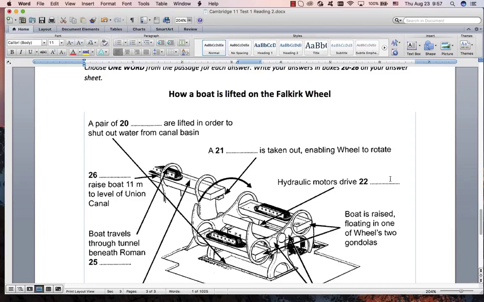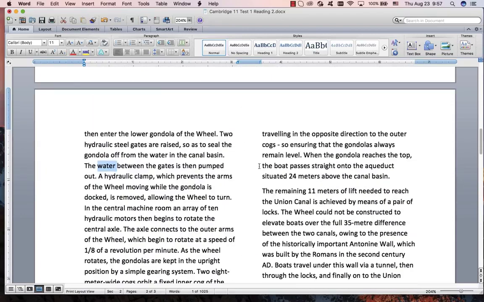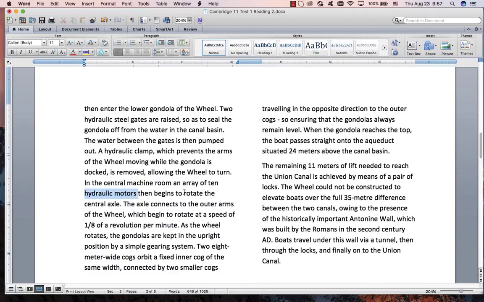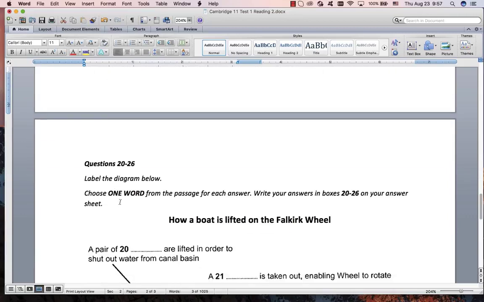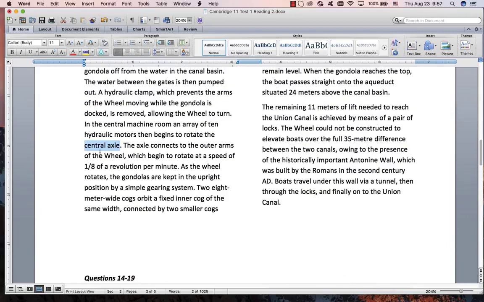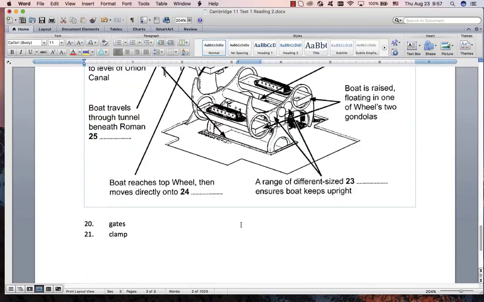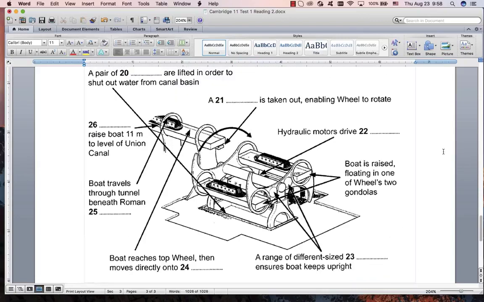This could be anything. It could even be an adverb. The hydraulic motors drive, probably a noun, but it could be anything. So let's find hydraulic motors and drive. The hydraulic motors, there is the verb begins to rotate. They drive the central axle. But how many words are we looking for? Are we allowed? Only one. So you must throw away what? You throw away the adjective, you keep the noun. So the hydraulic motors drive the axle. 22 axle.